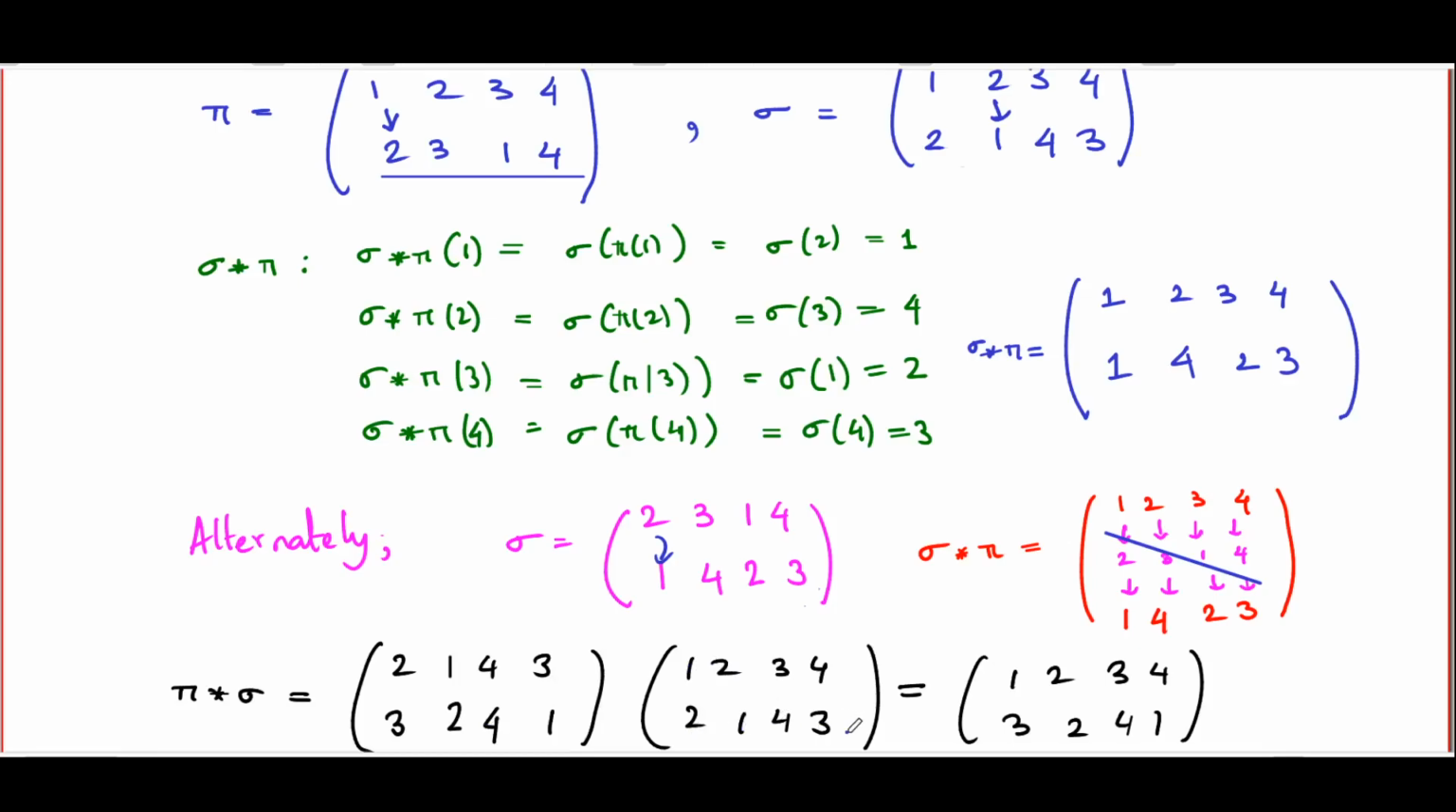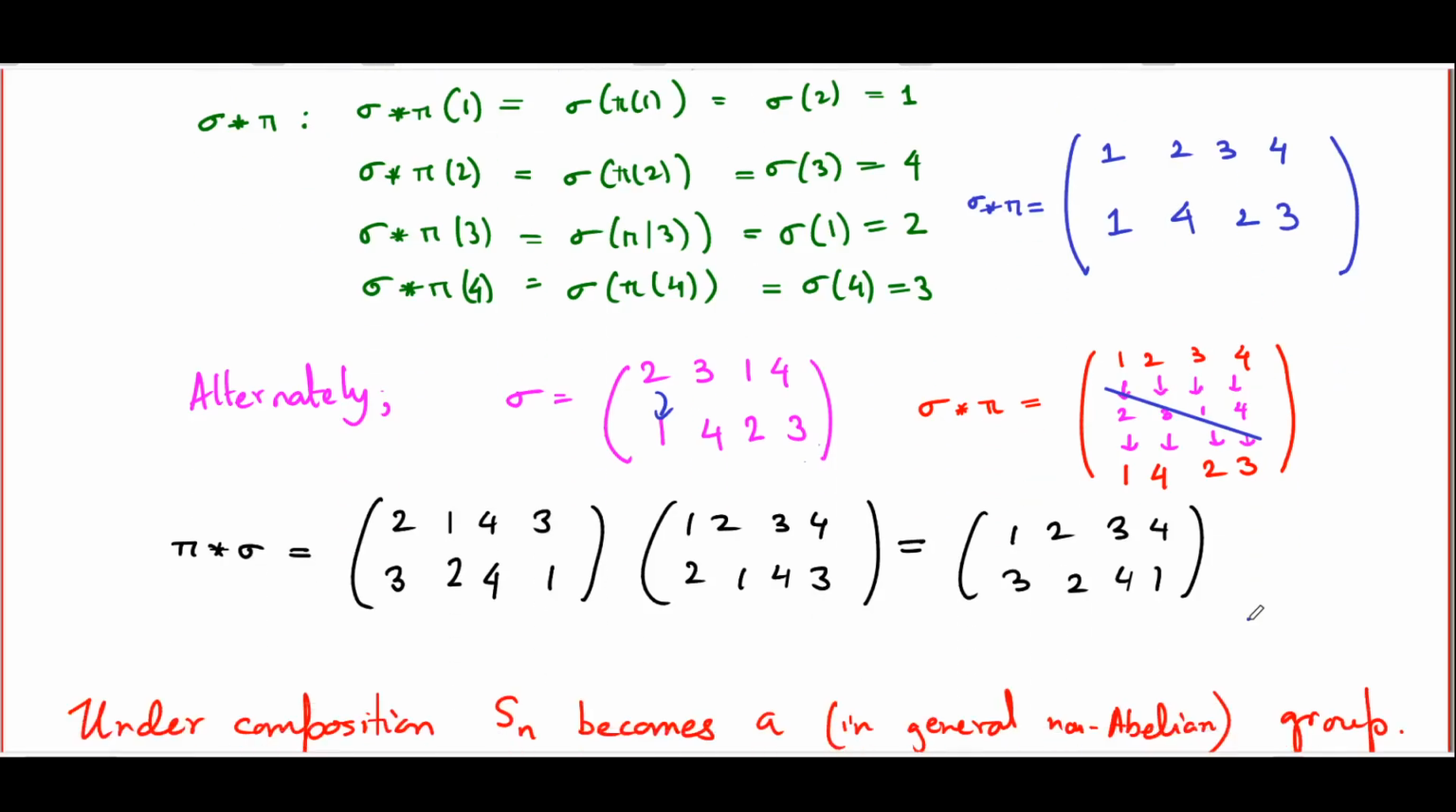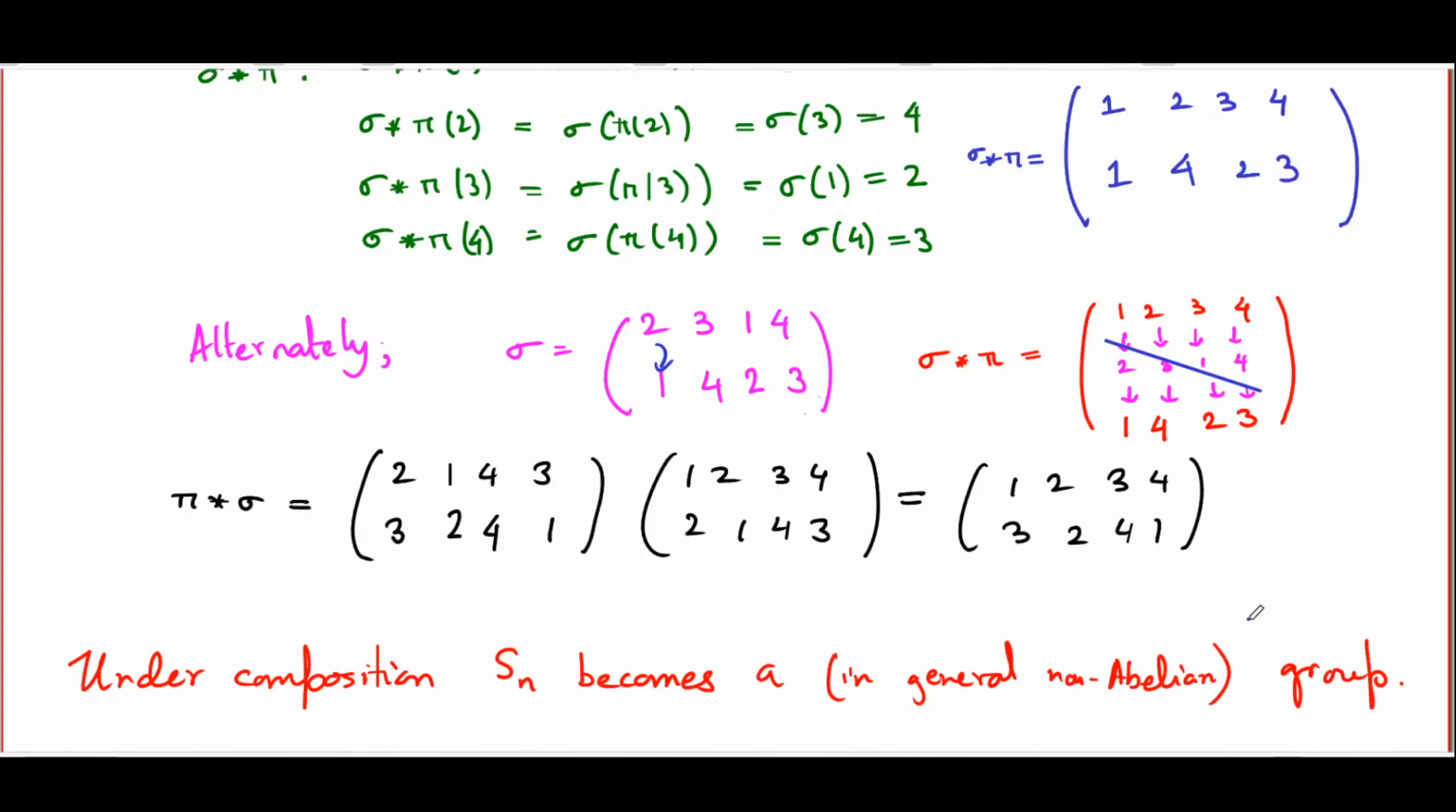1, 2, 3, 4 goes to 2143 and 2143 goes to 3241. So the composition is simply 1, 2, 3, 4 goes to 3241. Now an important point that you must have noticed here is that sigma star pi and pi star sigma take 1, 2, 3 and 4 to distinctly different elements.